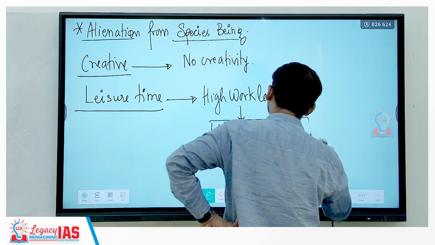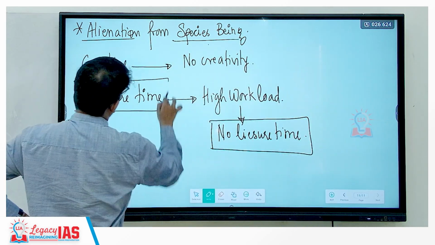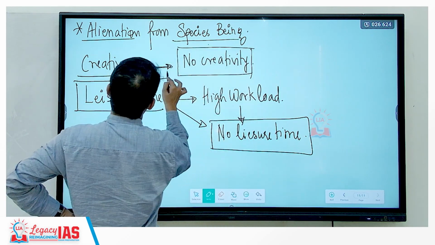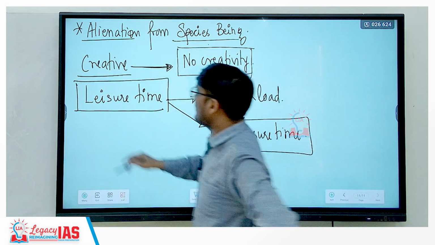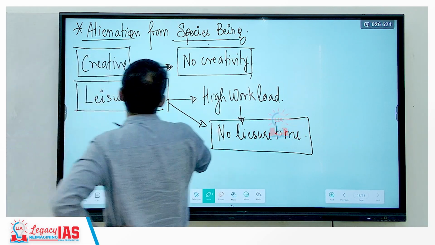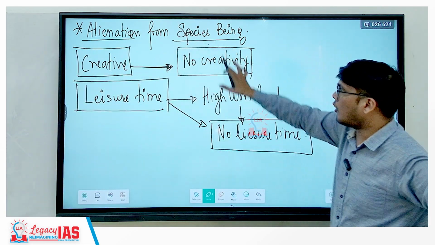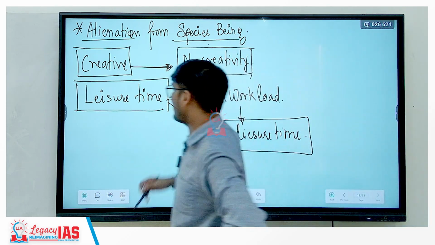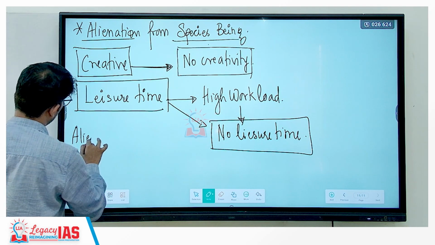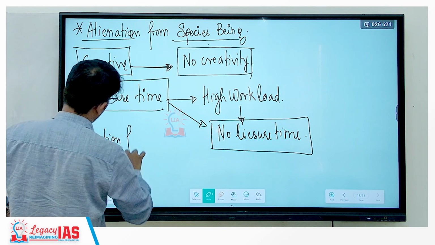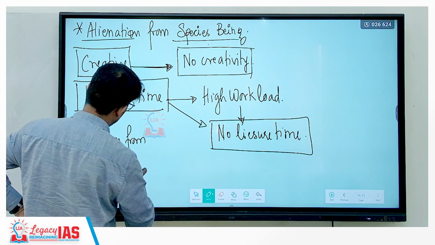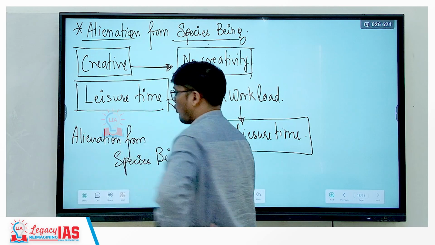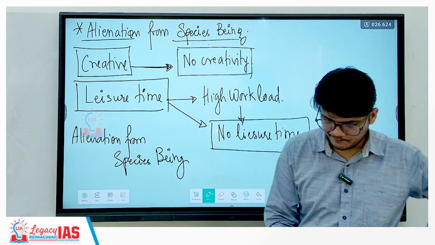No leisure time. It is opposite to the leisure time. No creativity. It is opposite to creativity. So the things that defined the species of humans are now gone. Since those things are now gone and are not present, hence alienation from species being. I hope this is absolutely clear.